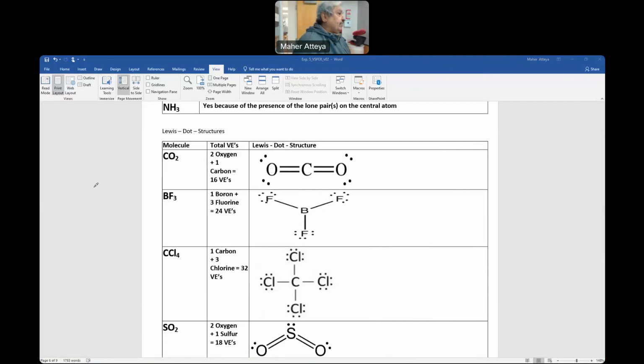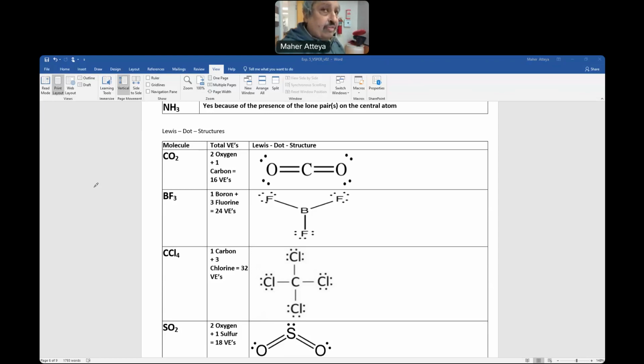What happens is that the Lewis dot structure has certain rules to be used. What are those? First of all, we have to know that electrons are represented by dots. Each electron is represented by a dot, correct? That's the Lewis dot structure.